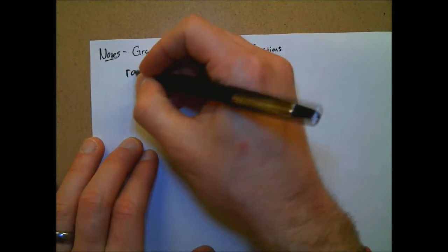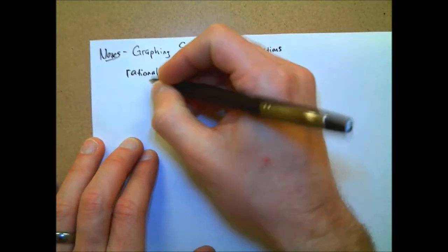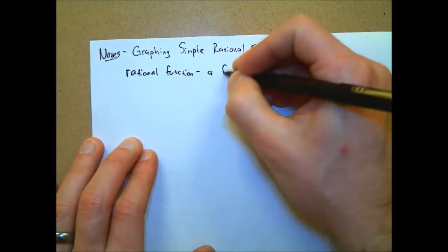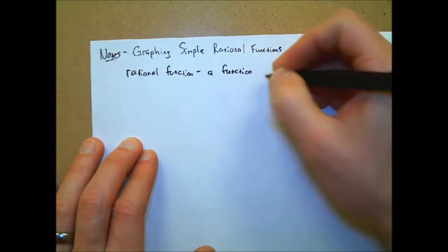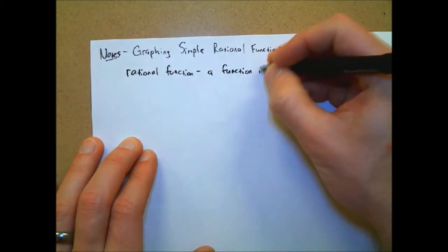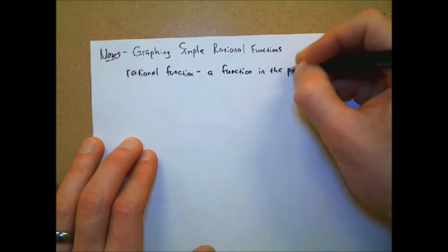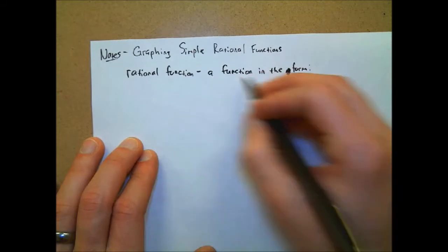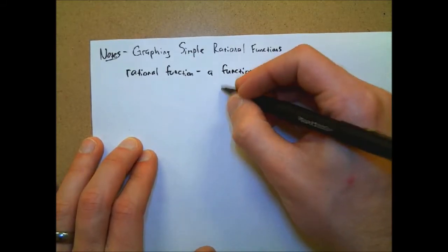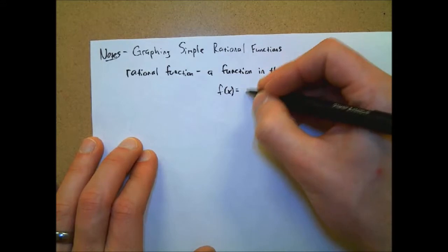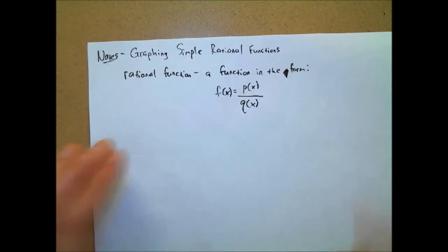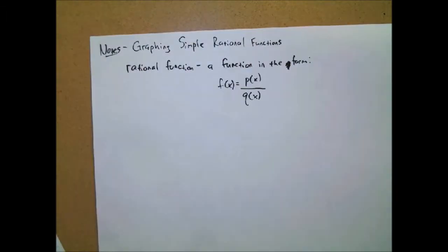So let me just quickly define for you a rational function. It is just a function in the form f of x equals p of x over q of x. Okay? P and q are both polynomials.